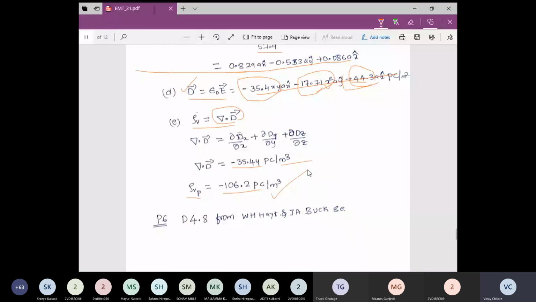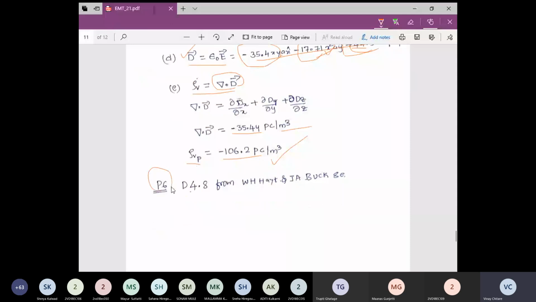Okay. So as a practice problem, everyone should solve the drill problem 4.8 from Hayt and Buck, 8th edition, 4.8. So this is all for today's class.